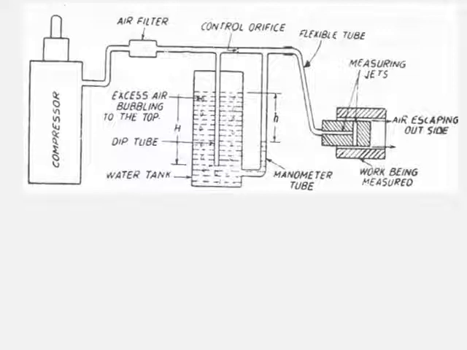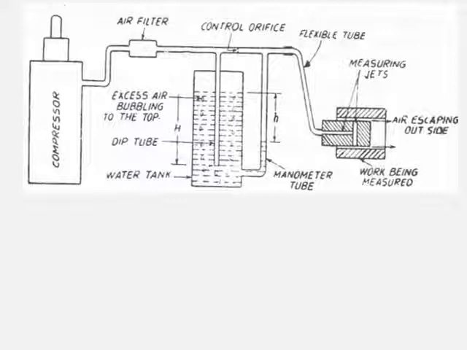This is a dip tube, and then a manometer is connected. The air is sent at a higher pressure than required. Some air will escape from the dip tube and bubble to the top of the water tank. This is the water which is being replaced by the air. Thus the air moving towards the control orifice will be at a desired constant pressure.